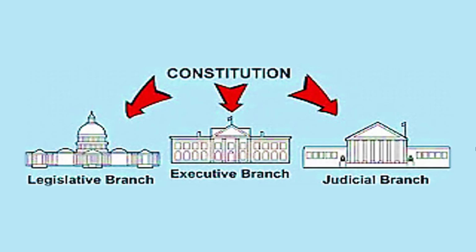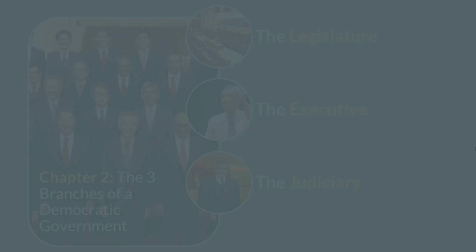So let's take a look. The Constitution represents the highest law in our land, which is Singapore. It consists of three different branches. We have the legislative branch, the executive branch, and the judicial branch. So let's take a look at that.